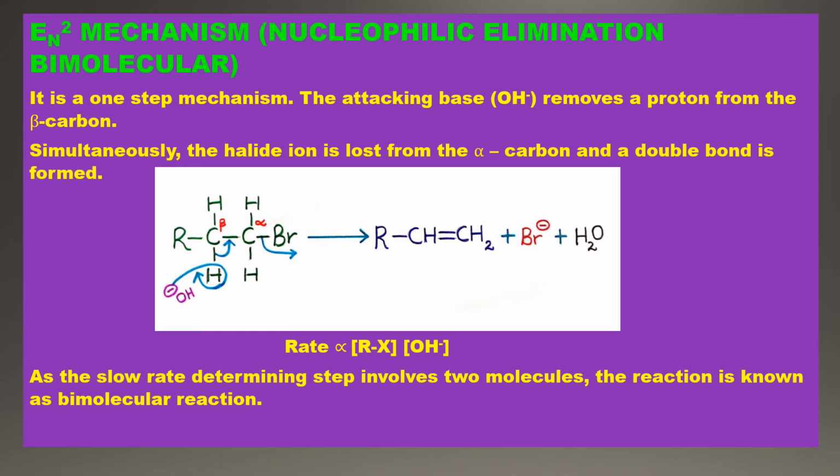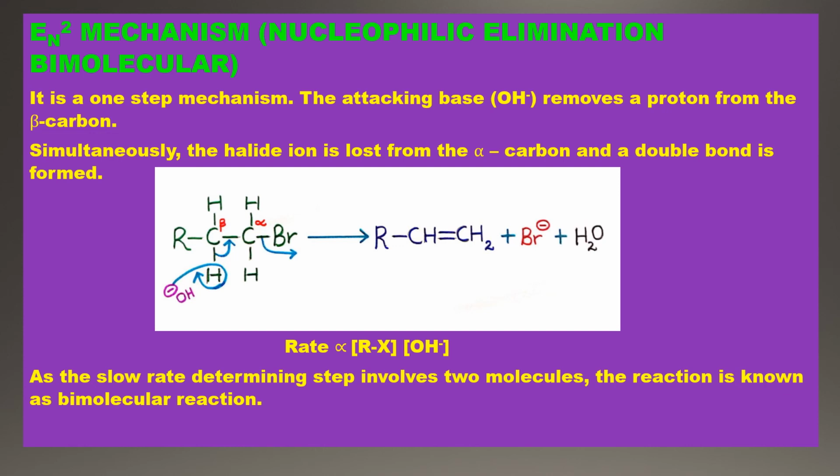Okay, so the rate of this reaction is proportional to the concentration of alkyl halide as well as OH minus, that is the nucleophile. Fine, since the rate determining step involves two molecules. What are the two molecules, students? Alkyl halide as well as the nucleophile. Here the nucleophile is OH minus. What is the reaction called? It is called a bimolecular reaction.